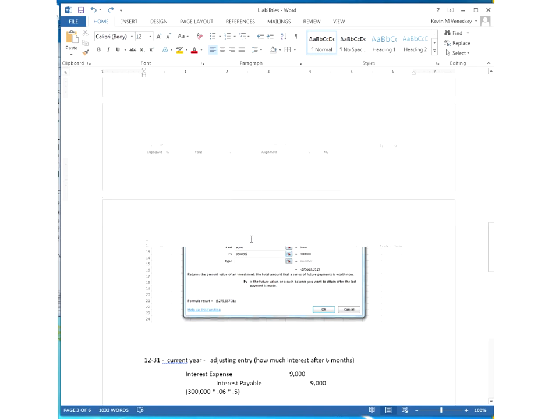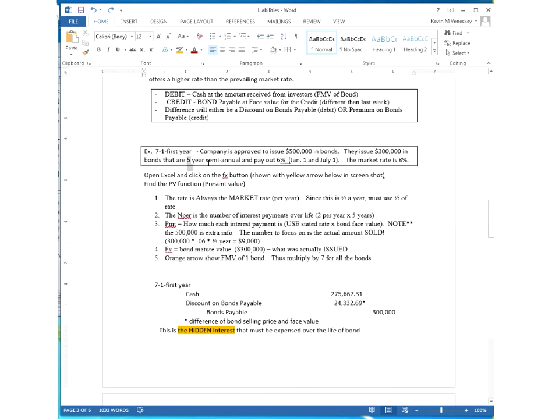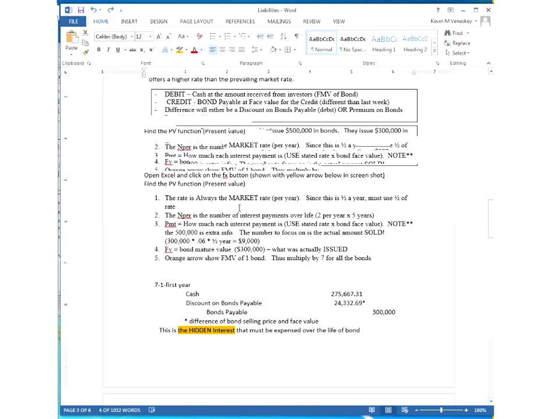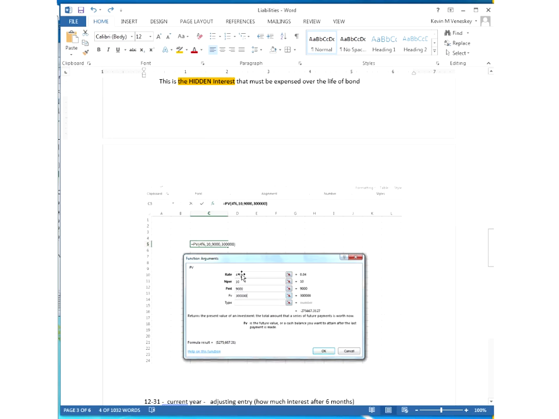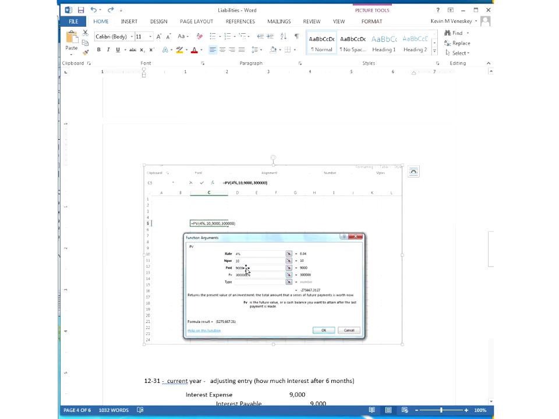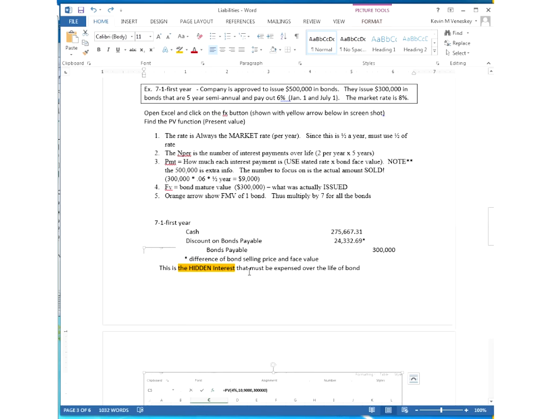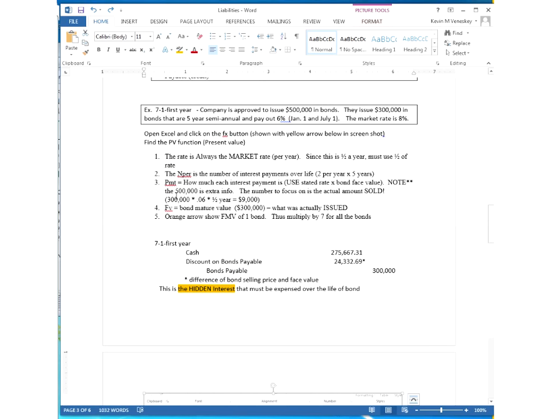So that's what this 4% is saying. Every time there's an interest payment, and there's going to be 10 of them, because if I look back, this is a 5-year bond, semi-annual. So I'm going to have 10 interest payments. So every interest payment, the market is at 4%. However, I'm only paying $9,000 per interest payment. And let's see how I got that $9,000.